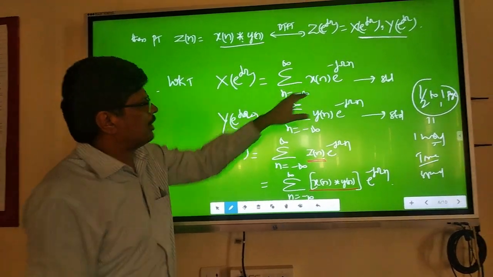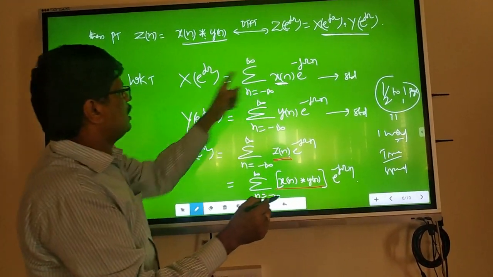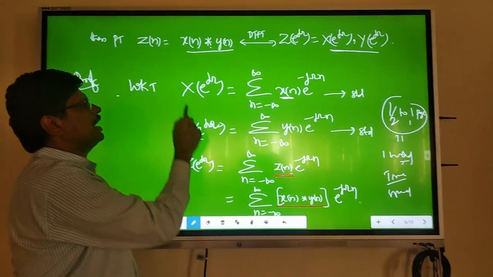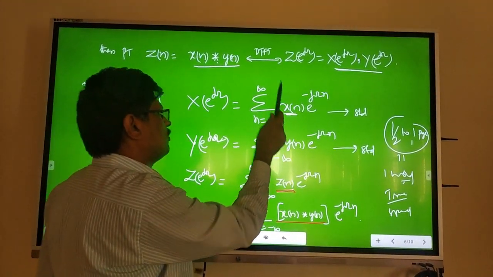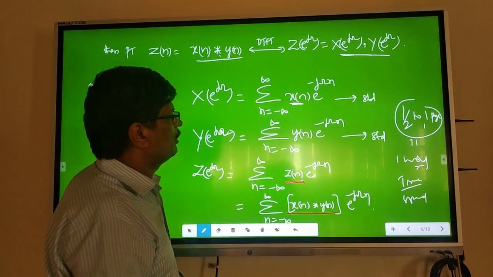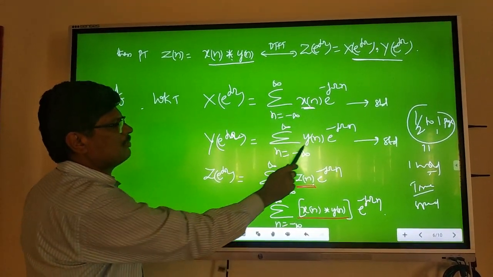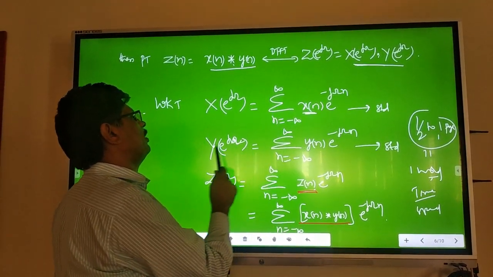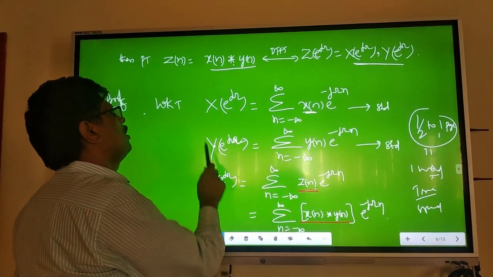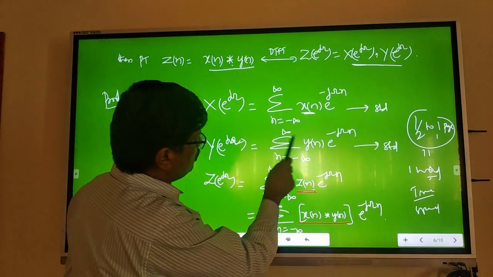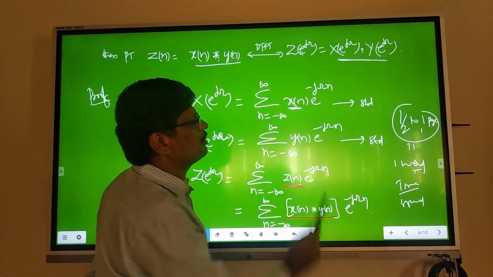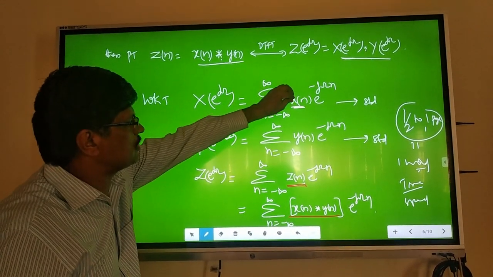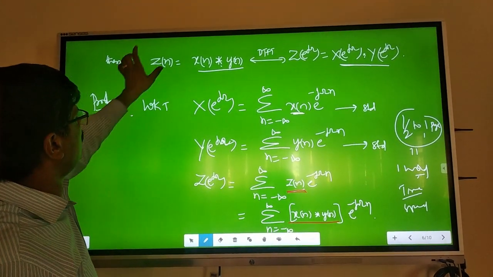First, write the frequency domain representation for the x[n] sequence. X(e^jω) is equal to summation n equals minus infinity to plus infinity x[n] e^(-jωn). Similarly, write for the second sequence y[n]. The frequency domain representation for y[n] is Y(e^jω) equal to summation n equals minus infinity to plus infinity y[n] e^(-jωn). This is for the x[n] sequence and the y[n] sequence.